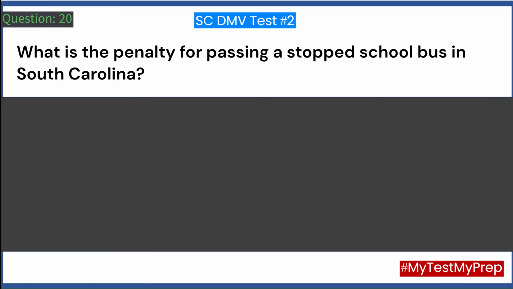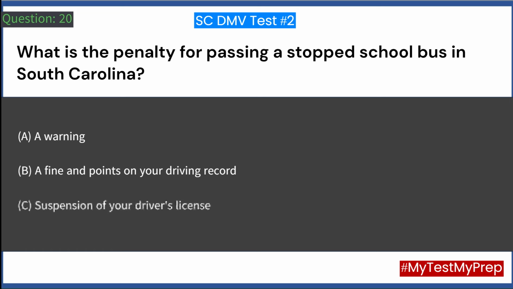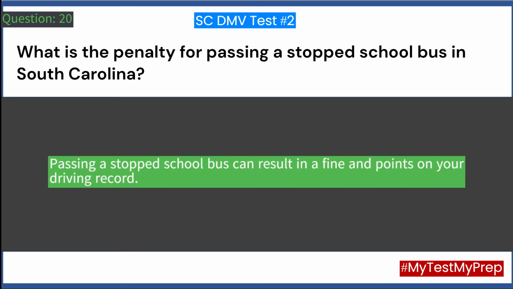What is the penalty for passing a stopped school bus in South Carolina? A. A warning. B. A fine and points on your driving record. C. Suspension of your driver's license. Answer, B. Passing a stopped school bus can result in a fine and points on your driving record.